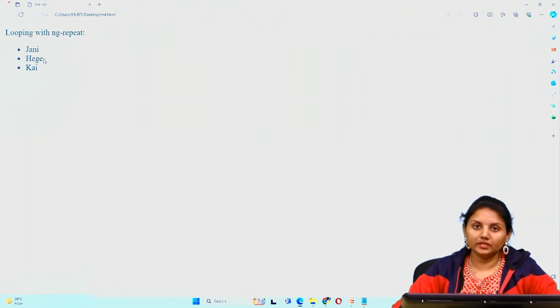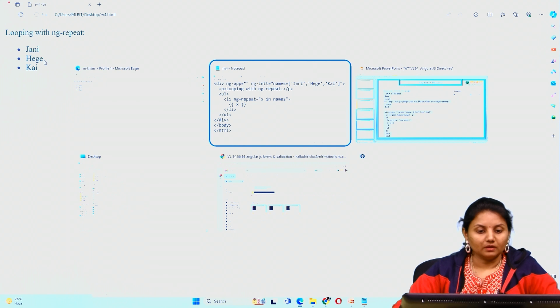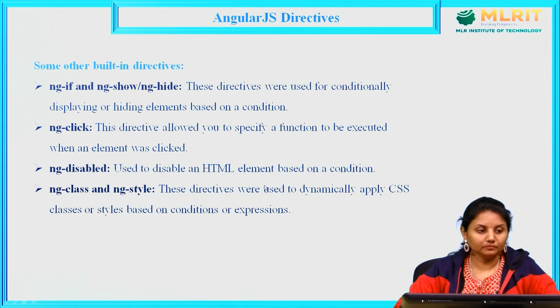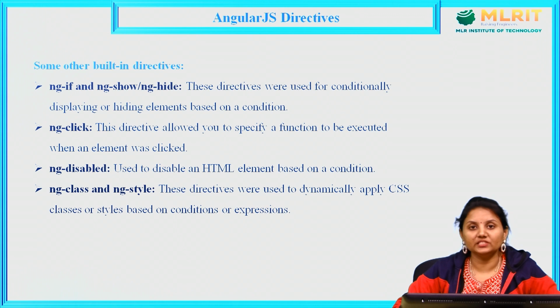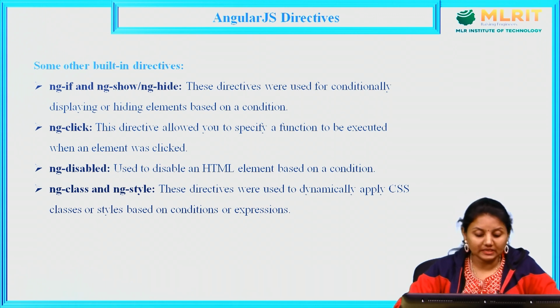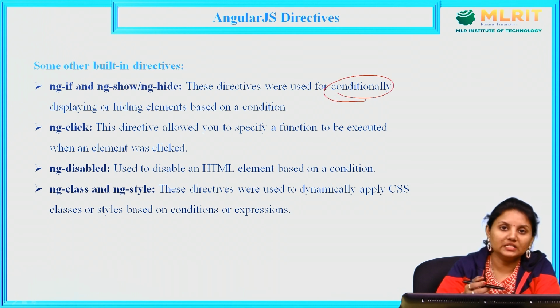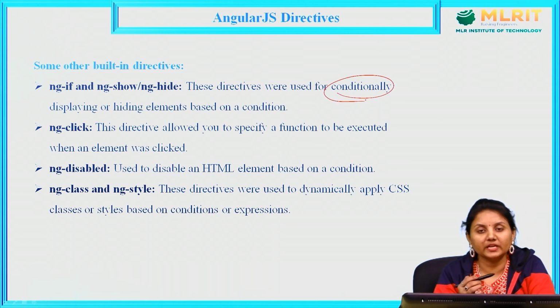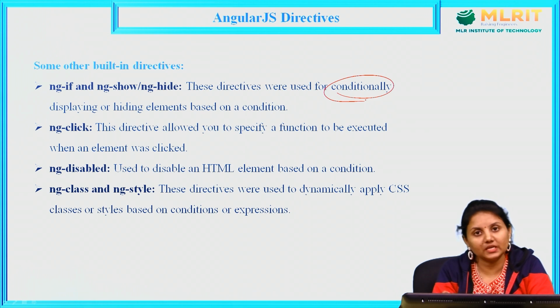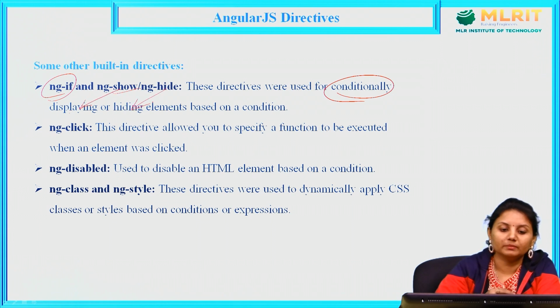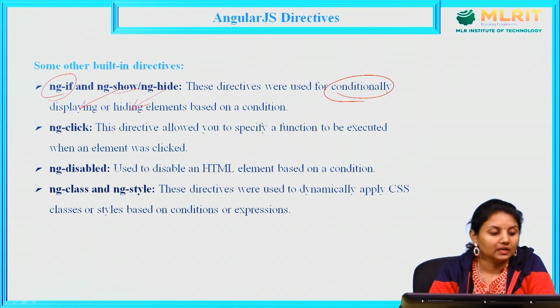See, all the 3 values are getting repeated. Okay. Then there are some other built-in directives also: ng-if, ng-show, ng-hide. ng-if is just to take the condition. Wherever you want to use something conditionally, suppose x greater than 1, then only print the statement. So that is a condition, so we will go with the ng-if. ng-show is displaying, and hide is nothing but hiding the elements based upon that condition.